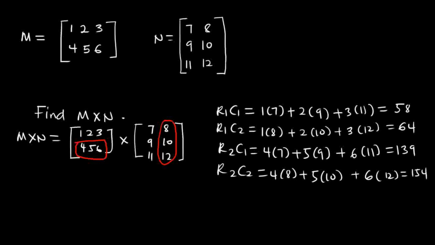So from here, all we have to do is to write our resultant matrix. So I have the matrix M being multiplied by matrix N. So for row 1, column 1, we have a value of 58. And then for row 1, column 2, we have a value of 64. And then for row 2, column 1, we have a value of 139. And then for row 2, column 2, we have a value of 154. So this will be the value for the resultant matrix. So this is how to perform multiplication on two matrices.